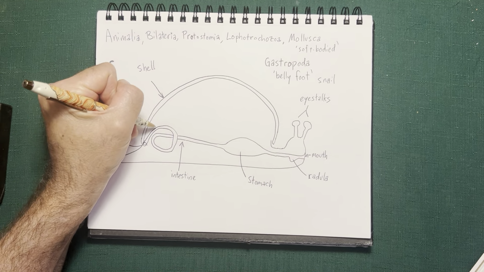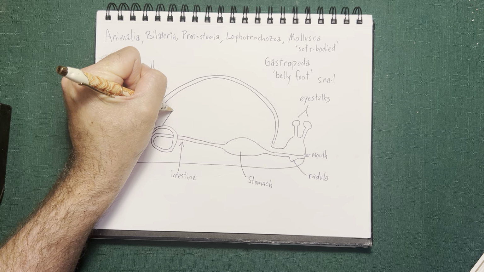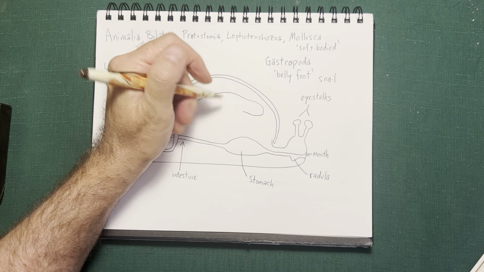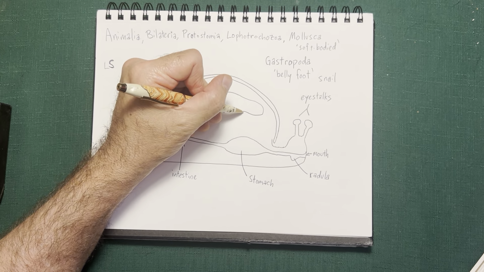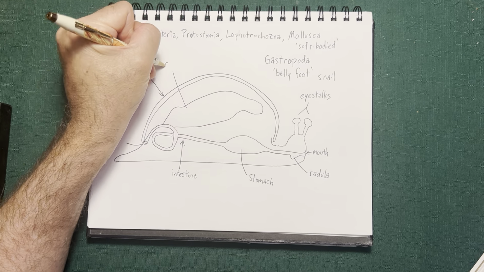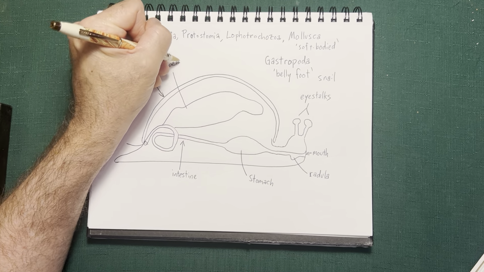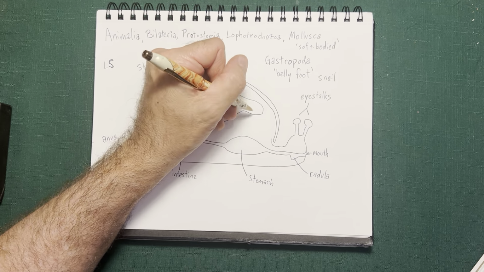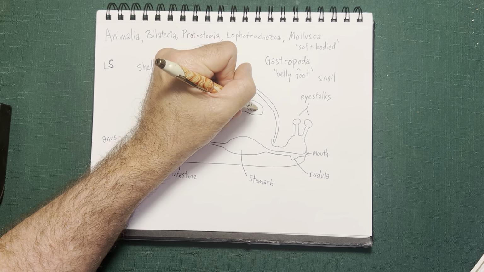So we're also going to have, let's see, there's going to be a space inside, because these are eucoelomate. So we have a body cavity, and inside the body cavity we have a few organs.